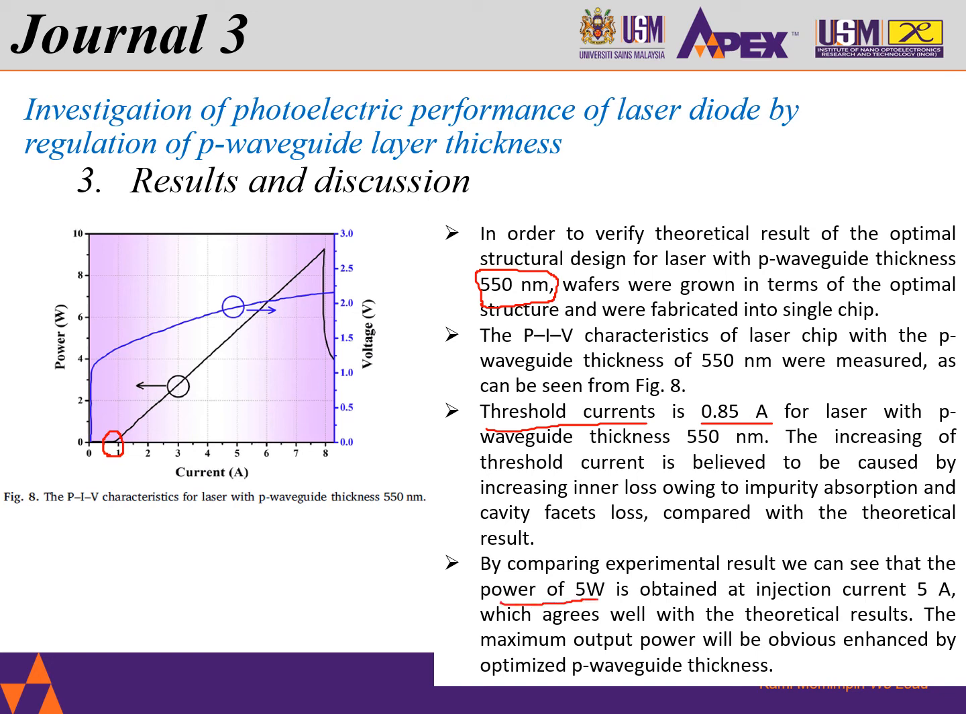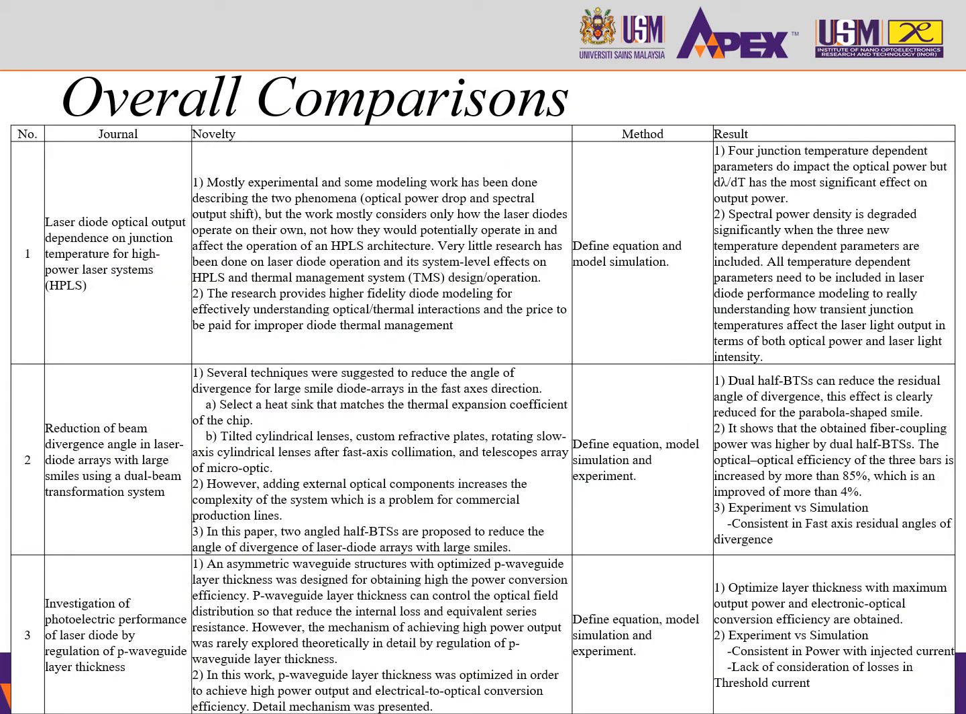But the power and the injection current are consistent between experiment and simulation, where we obtain the maximum power output of 5 watts with an injection current of 5 amperes with the optimized P waveguide thickness of 550 nanometers. So there are 3 journals that I went through previously, and to summarize here, we do some comparisons in terms of novelty, methods, and results.